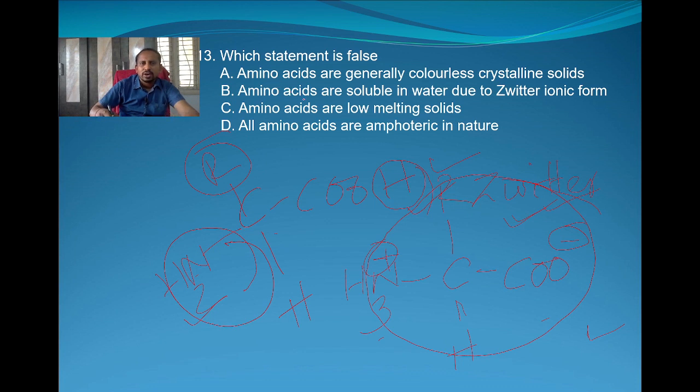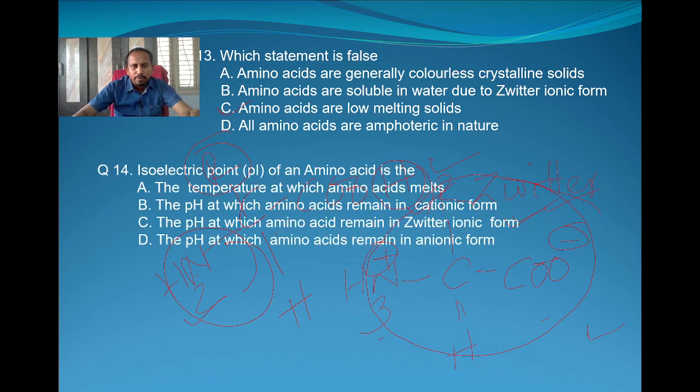So if we look at the options, option A: amino acids are generally colorless crystalline solids. Yes, this is a correct statement. Then option B: amino acids are soluble in water due to zwitterion. Yes, correct. Amino acids are low melting solids. This is false, and this is the right answer. Amino acids are crystalline solids, so the melting point should be high. And option D, all amino acids are amphoteric in nature. So which one is the false statement? Amino acids are low melting solids.